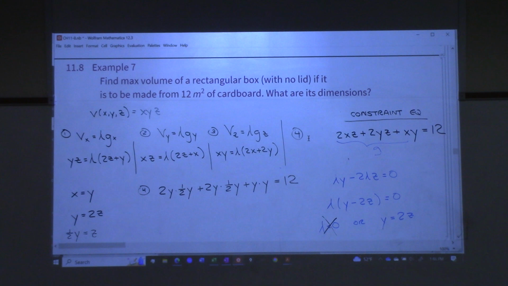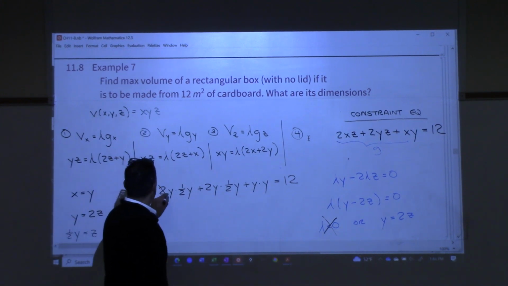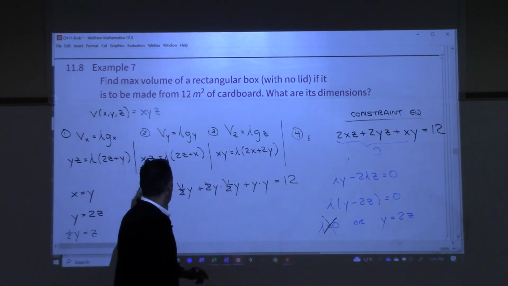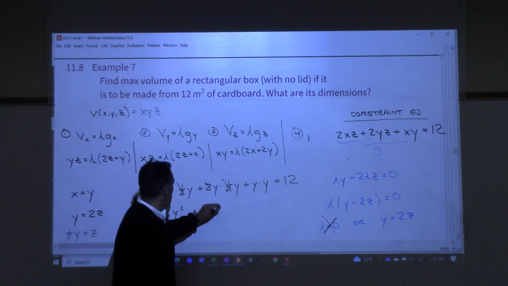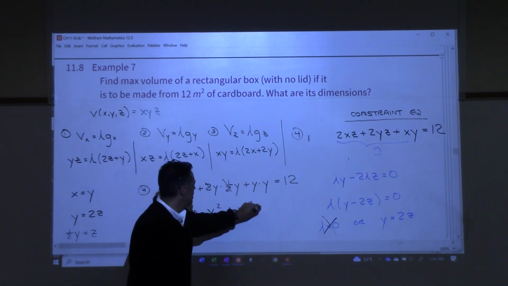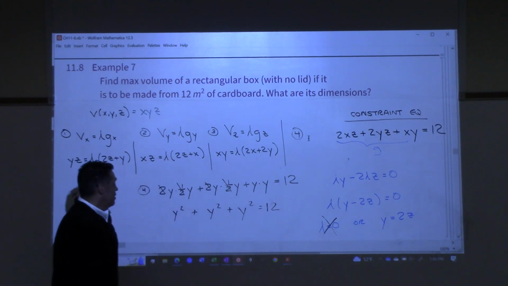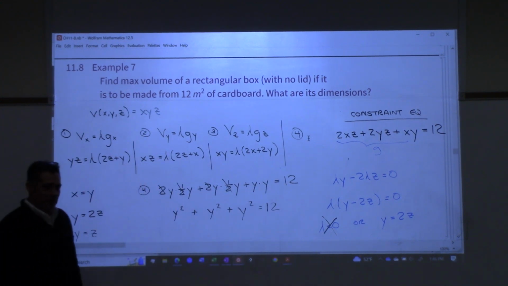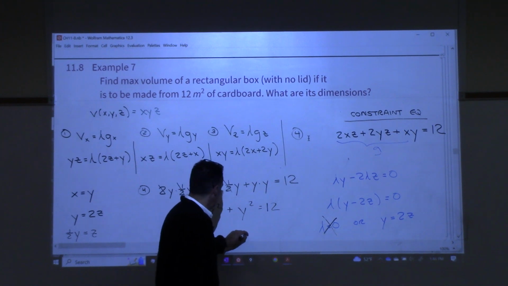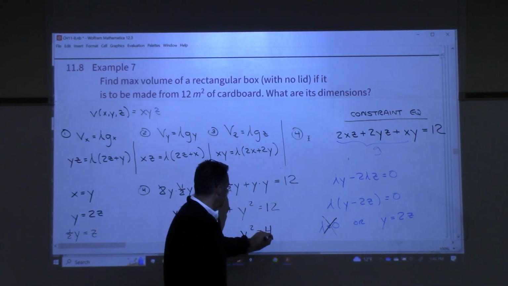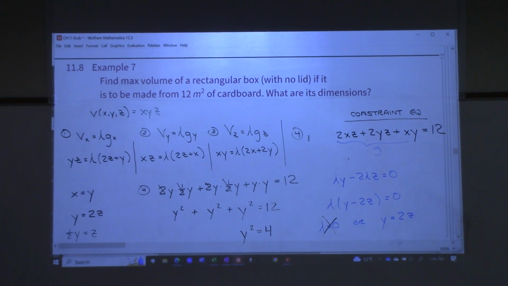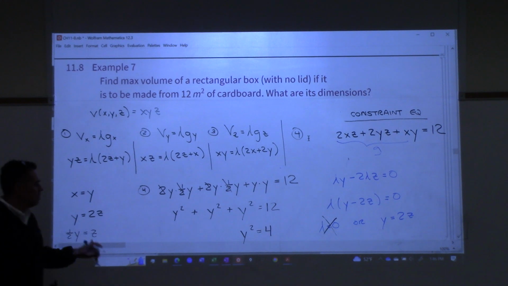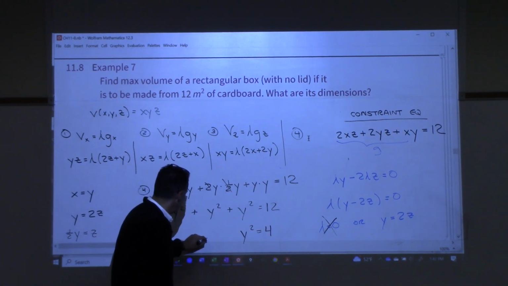It's a single equation with one variable in it. So half of 2 is gone, half of 2 is gone. So this is just y squared plus y squared plus y squared equals 12. 3y squared equals 12. Y squared equals 4. Right? And then square root. So you're supposed to do plus or minus, but remember earlier we said y can't be negative. So we only have one answer here. Y is 2.